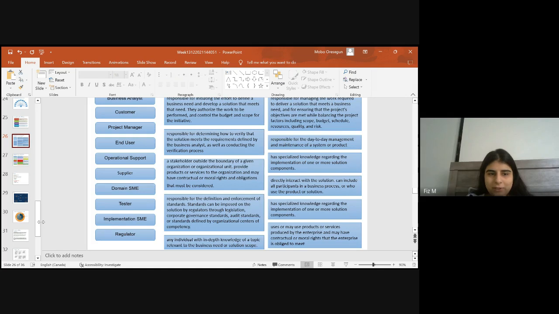So I will start with business analyst. The first two on the left and right, I'm debating between them, but I'm leaning towards more responsible for managing the work required to deliver a solution that meets a business need and for ensuring that projects' objectives are met while balancing the project factors, including scope, budget, schedule, resources, quality, and risk.